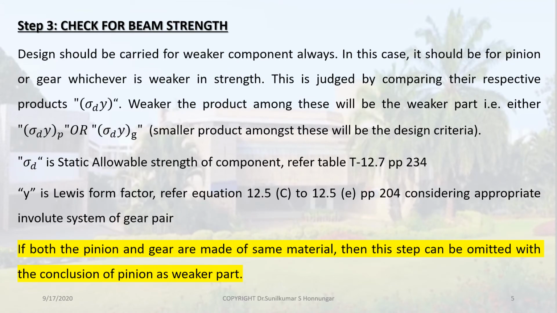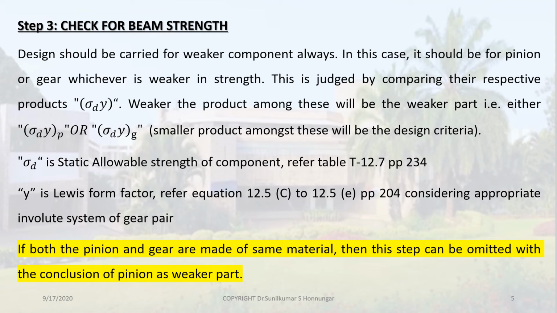And in step number 3, what do you have to do? In step number 3, design should be carried out for the weaker component. I think I told this. If you assume both gear and pinion are the same material when the material is not given, you can skip this step. But if the materials are given, then you can't skip.